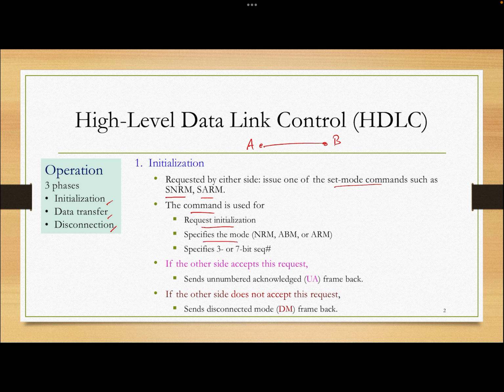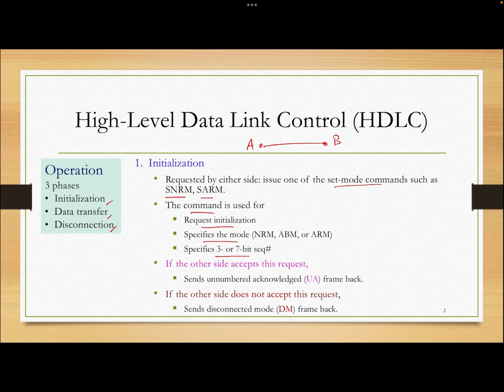Since you can have any of the three modes, you also specify whether you have 3 or 7-bit sequence numbers. There are two lengths for the sequence number that you can specify in HDLC. And the length of the sequence number will affect your window size in the sliding window control, as we have talked about before.